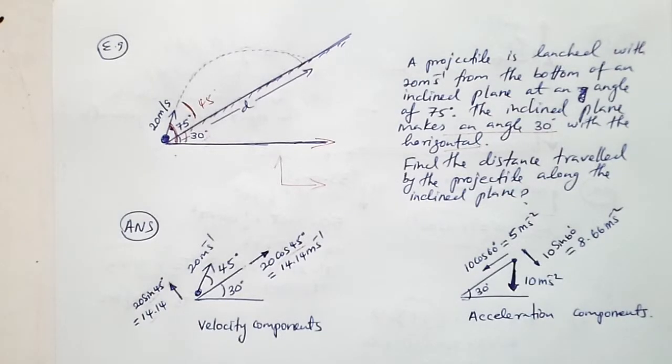The second step is to similarly divide the acceleration component. Acceleration is always downward, remember. So the acceleration is 10 downward. Again I'm going to divide this acceleration: one component should be along the inclined plane, the other perpendicular to the inclined plane. So how do you do this?